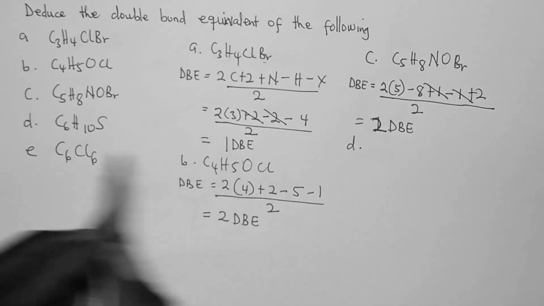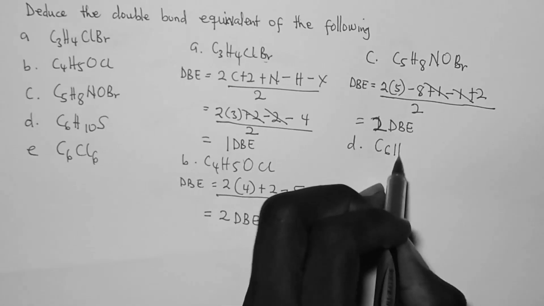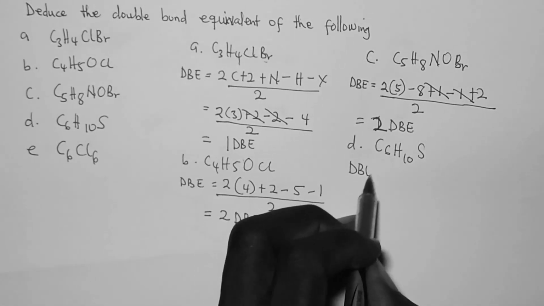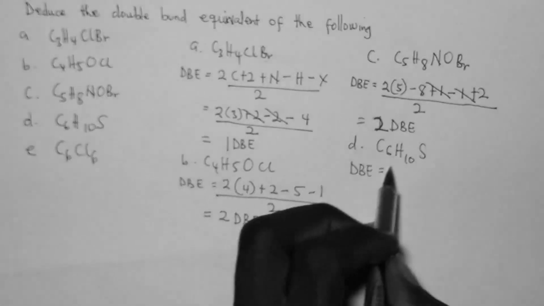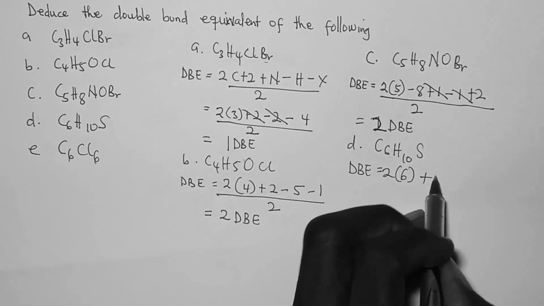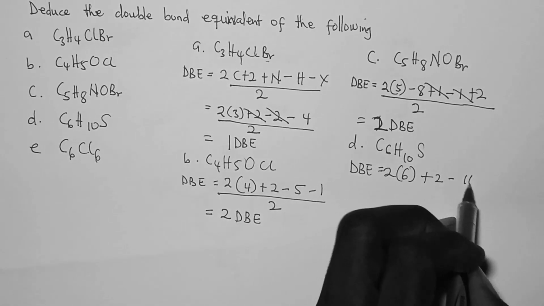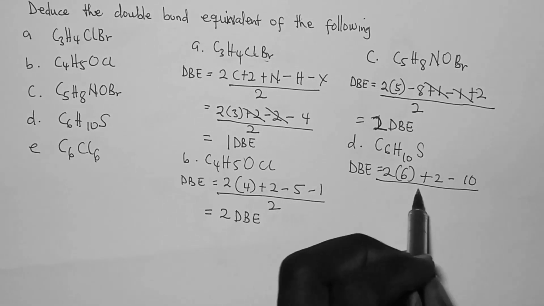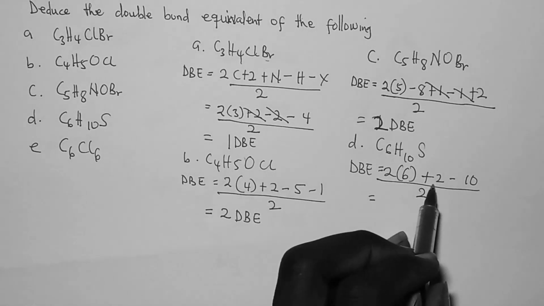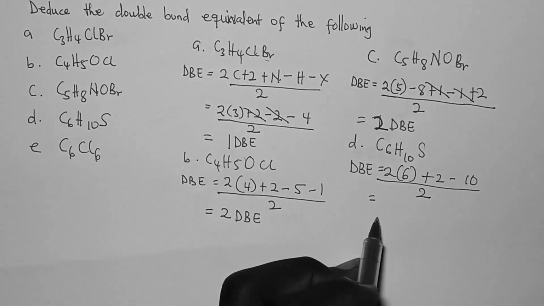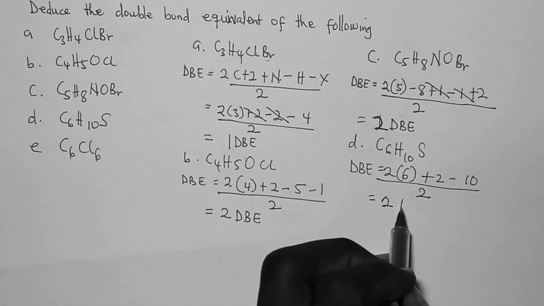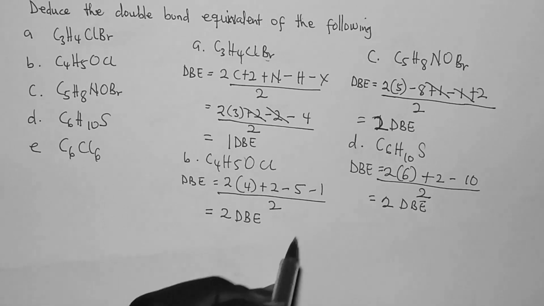Now let's come to D. D is C6H10S. So the double bond equivalent is equal to 2 times the number of carbons, which is 6, then plus 2 minus the number of protons, 10. Sulfur is 0, so divided by 2. And this is equal to 2 times 6 is 12. 12 plus 2 is 14. 14 minus 10 is 4. 4 divided by 2 is 2. Therefore, this molecule has 2 double bond equivalents.